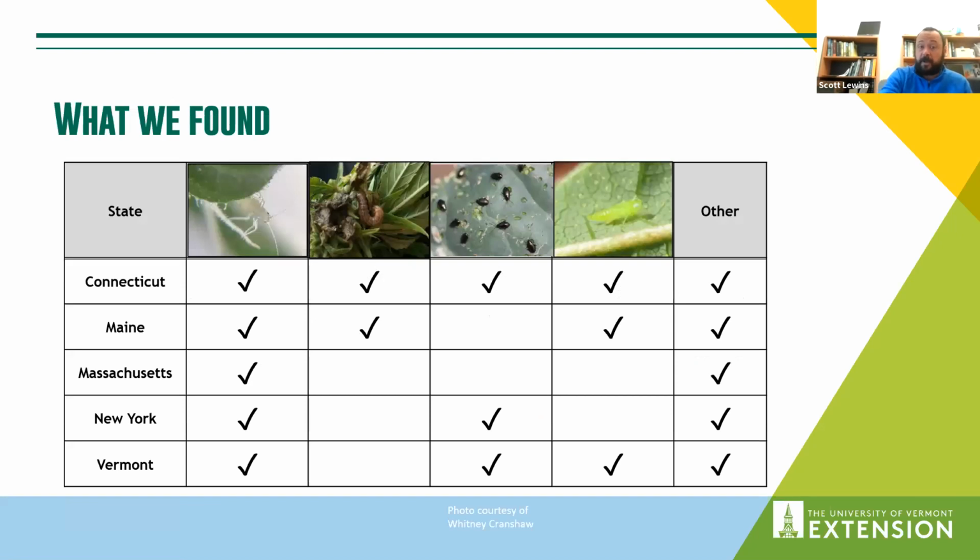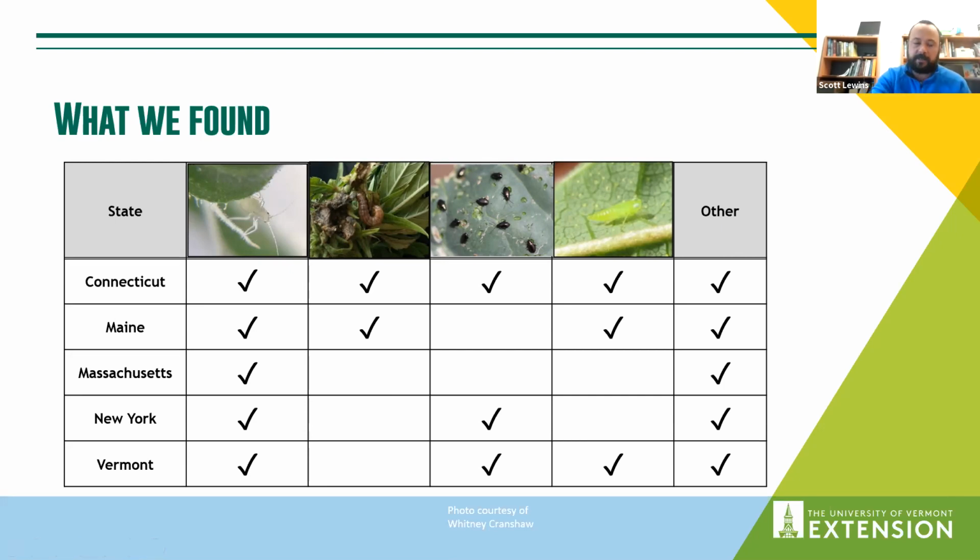And this is what we found in a nutshell, right? So you guys in Connecticut, you're lucky. You had everything that we were looking for, and then some. So we have here the state and then the main pests. So aphids, European corn borer, flea beetles, potato leafhoppers, and then sort of an other category, which might include like corn earworm in the case of Connecticut, and some other really minor pests in the other states.